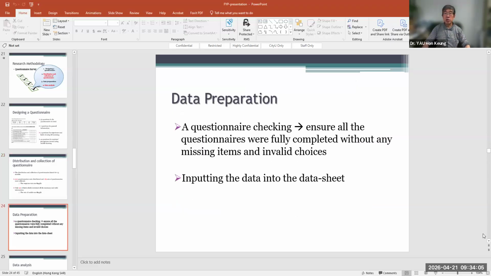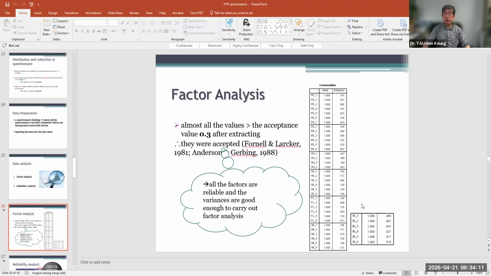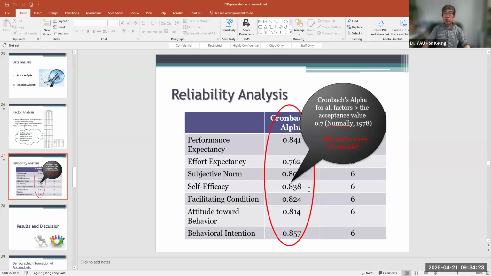So data preparation using the questionnaire, a factor analysis. This is the factor analysis. If it is greater than 0.3, that means this is acceptable, this value. Reliability. Normally, the reliability is more than 0.7. So all the constructs are acceptable.